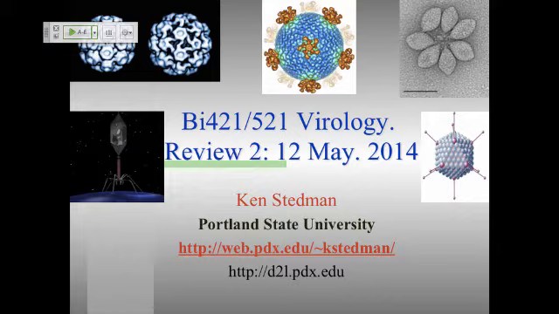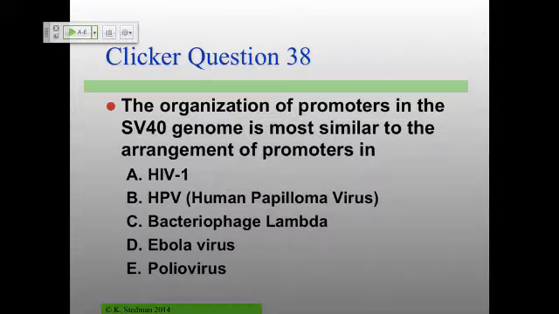Okay, let's see if we can actually get this to advance here. Here we go. So our first clicker question for today is: the organization of promoters in the SV40 genome is most similar to the arrangement of promoters in HIV-1, HPV, bacteriophage lambda, Ebolavirus, and poliovirus.